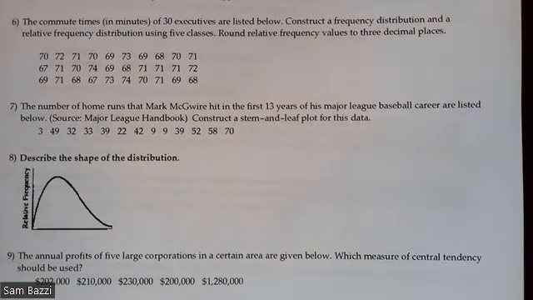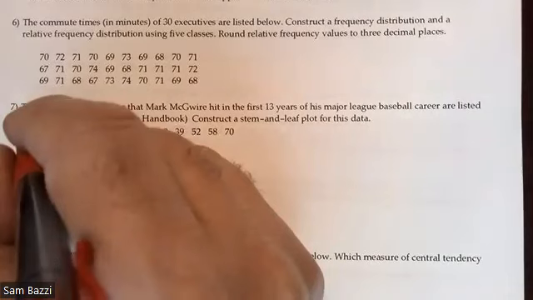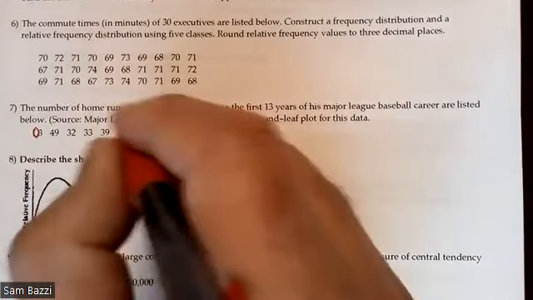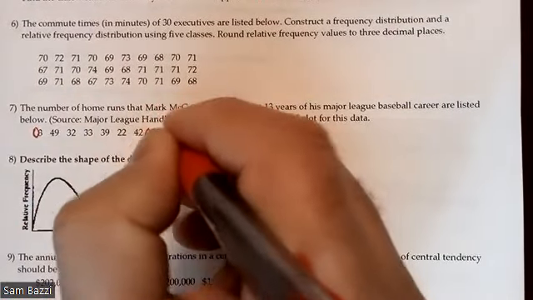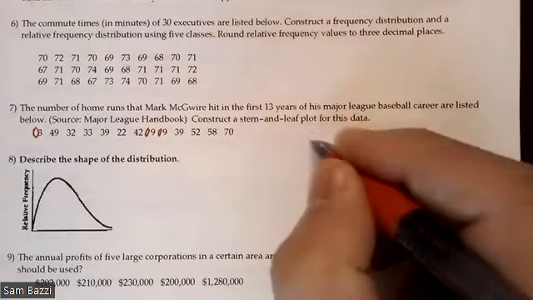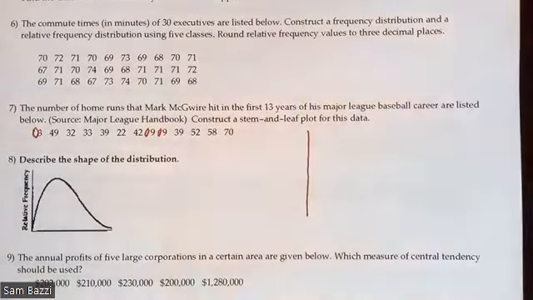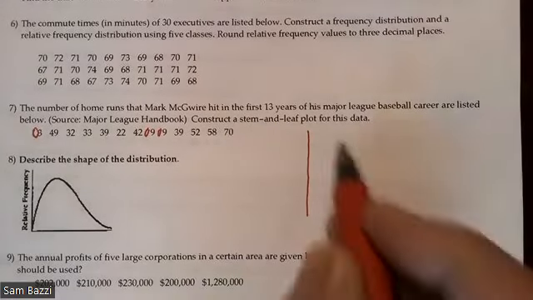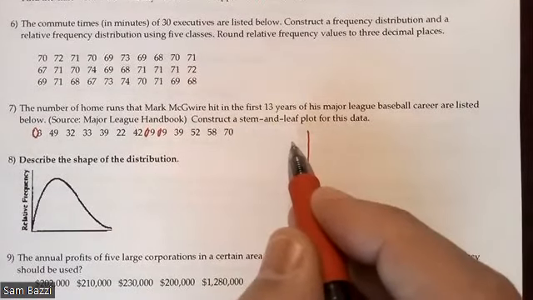The number of home runs that Mark McGwire hit in the first 13 years of his Major League Baseball career are listed below. Construct a stem and leaf plot for this data set. Well, a stem and leaf, guys, since I see the numbers are all 2-digit and single-digit numbers, so the largest is 2-digit, we're gonna make them all 2-digit numbers so we can be consistent. And here's how you create a stem and leaf plot. You just do a vertical line and you put the ones on the right and the tens on the left.